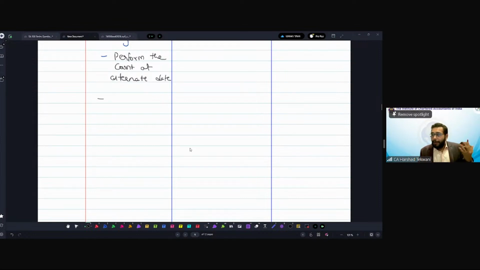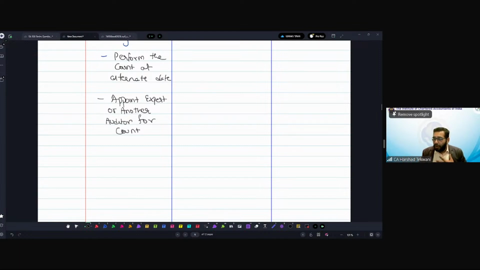If you are not able to perform it at some alternate date, then you can appoint an expert or another auditor for the count, basically referring to SA 600. Okay, using the work of another auditor.